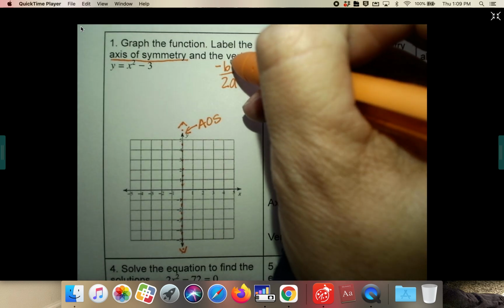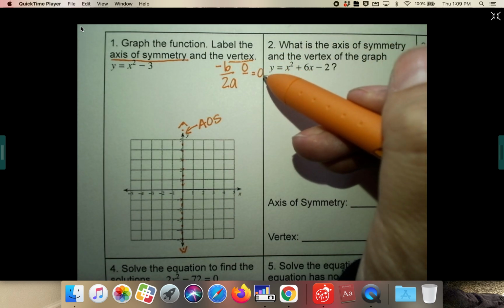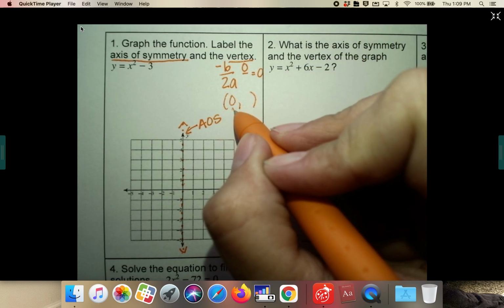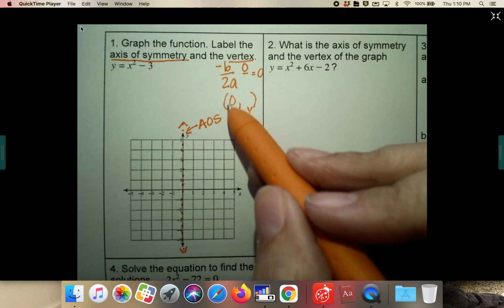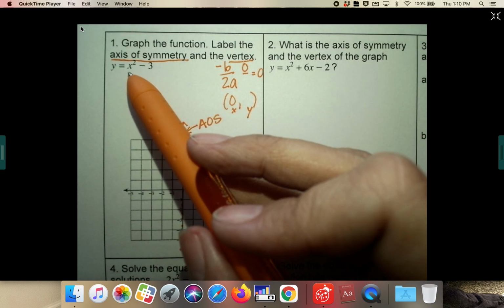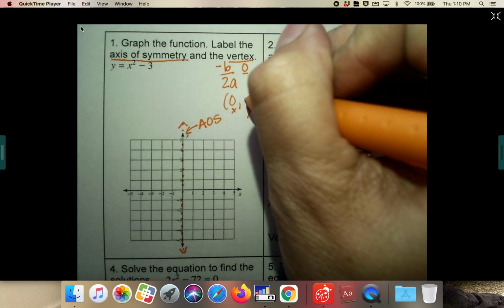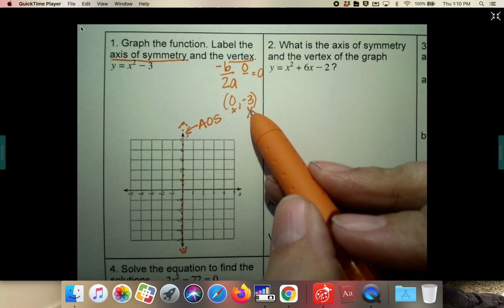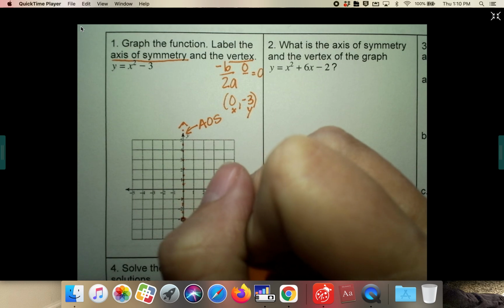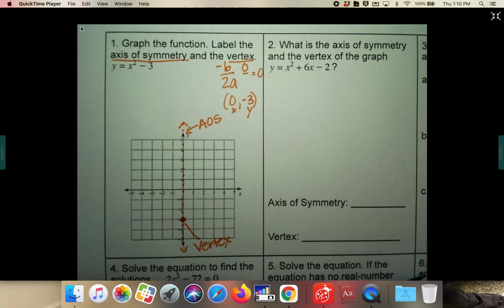Then I want to label the vertex. So what you do to get the vertex is you take your axis of symmetry, which was 0, and you plug it in for x, so that we can get y. The whole coordinate will be our vertex. So if 0 is x, I'm going to do 0 squared. 0 squared minus 3 is negative 3. So negative 3 is my y. So the vertex is 0, negative 3. I'm going to draw a little line to it and say vertex.